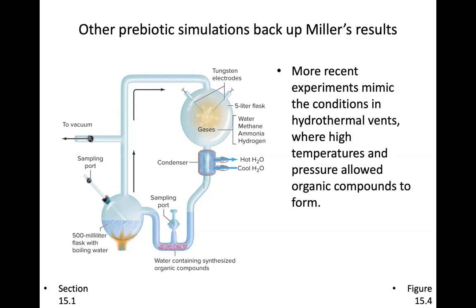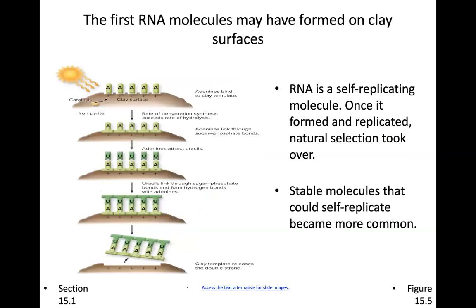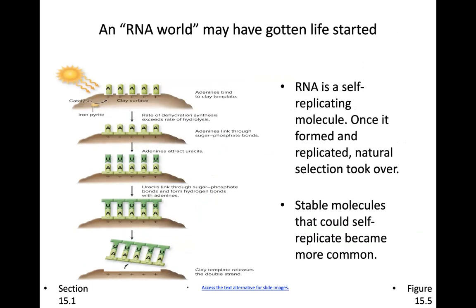Other prebiotic simulations also have backed up Miller's results. More recent experiments mimic the conditions in the hydrothermal vents, where high temperatures and pressure allow for organic compounds to form. The first RNA molecules may also have formed on clay surfaces. RNA is a self-replicating molecule. Once it formed and replicated, natural selection took over. Stable molecules that could self-replicate became more and more common. An RNA world may have gotten life started.